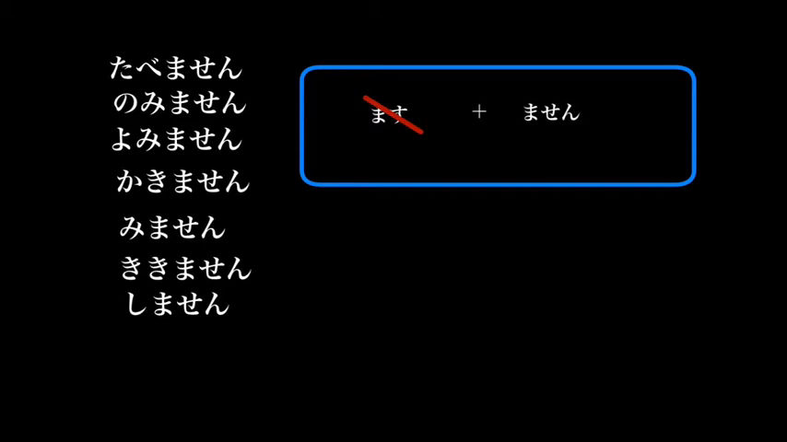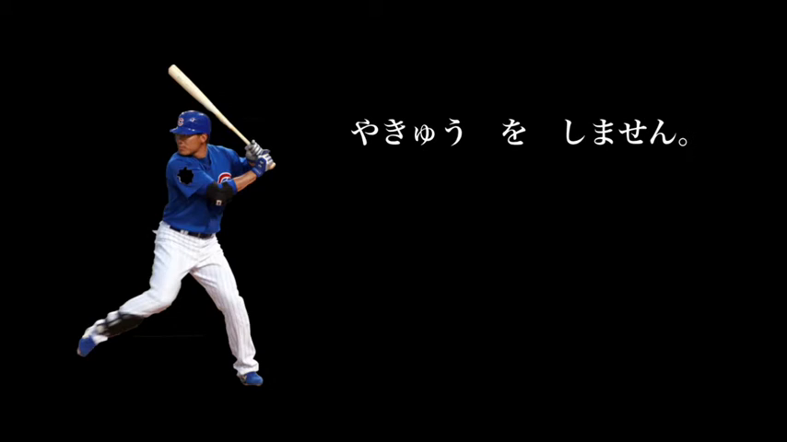Let's use these verbs with some objects to give us an example of what it looks like in a sentence, for example, yakyu o shimasen. 野球をしません。I do not play baseball.